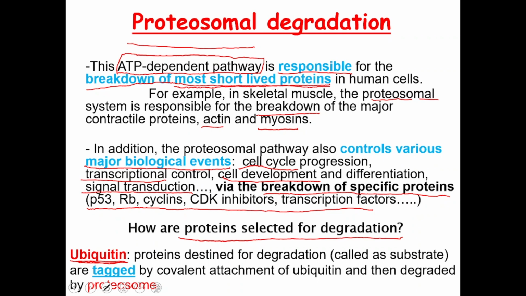So proteins that are destined for degradation, we call them substrate. Any protein that is destined for degradation needs to be tagged by covalent attachment of ubiquitin. Only then it will be degraded by a proteasome. So if it does not have a ubiquitin, the proteasome will not degrade it. This has ubiquitin, okay. So proteasome says, okay, I recognize you, I will degrade you. Okay.